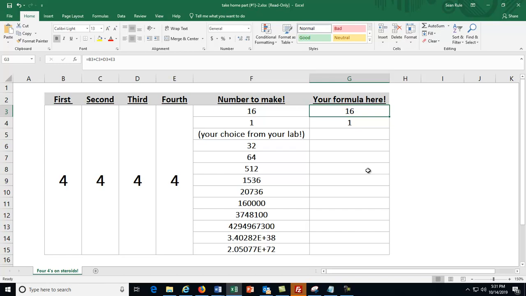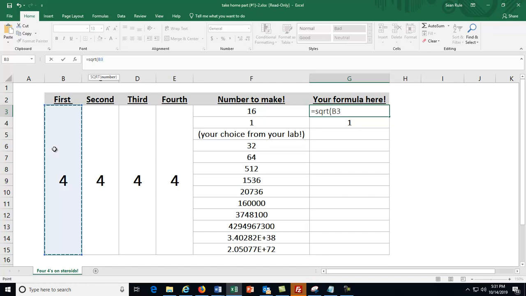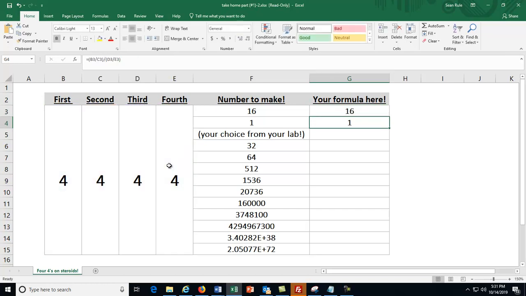So the challenge is writing that out. So it's going to look like this. SQRT is the square root command in Excel. Left parentheses, that times that, and then times the square root of that one times that one. And you get 16. So here, I'll show you what that would actually look like.